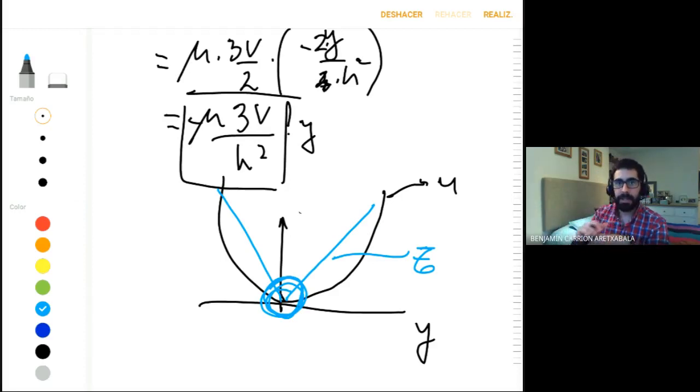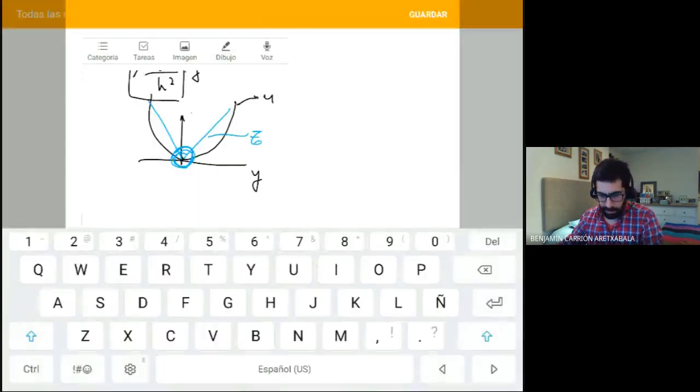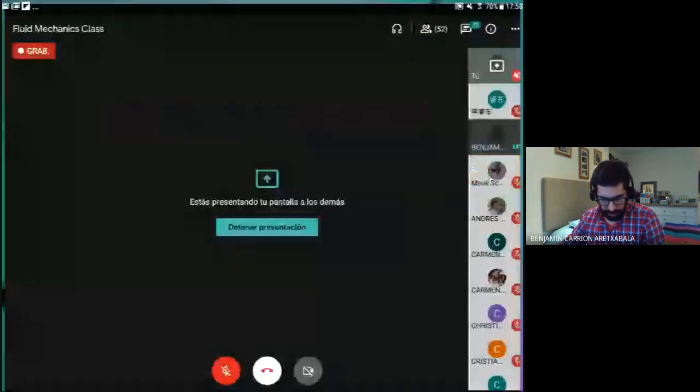So if you run your hand over water at the same velocity as the water, then you're not going to exert any shear stress. You need a difference in velocity in order for viscosity to induce a shear stress. All right, let me save that. Back to the presentation. Any questions so far?